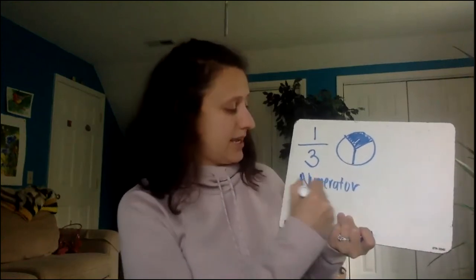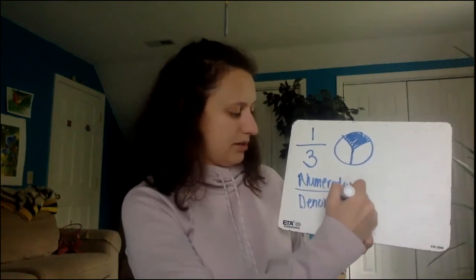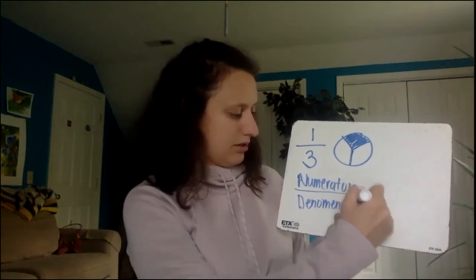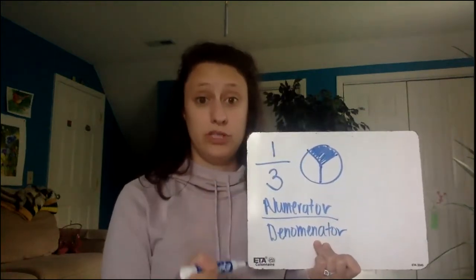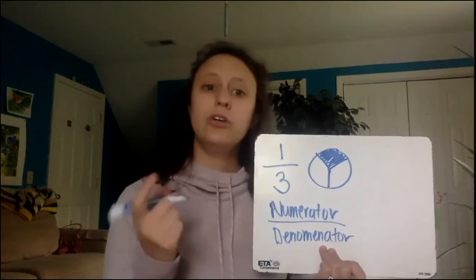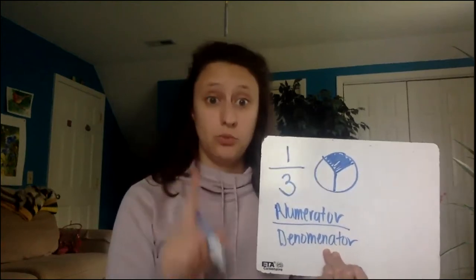Okay, and that is over the denominator. Numerator over the denominator. So you are going to have some problems like this on Shobi. So let me do one more with you. And this time I'm going to do it like a candy bar.